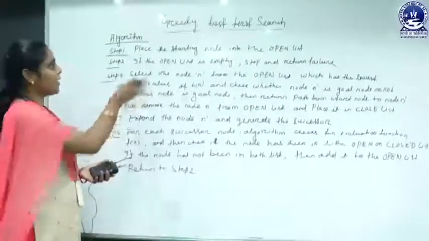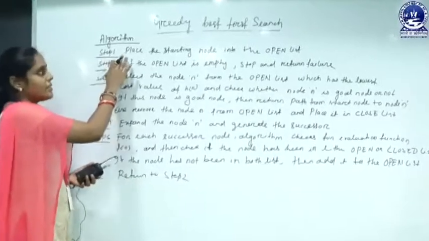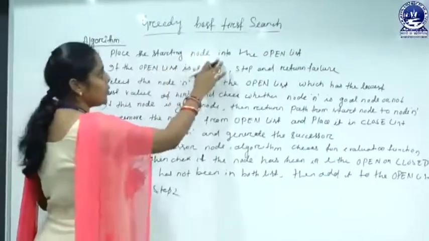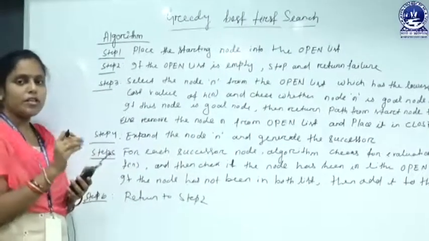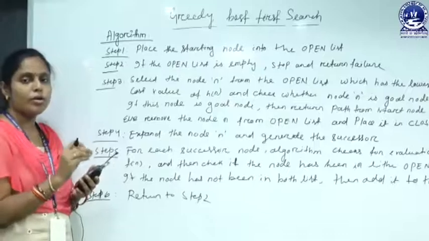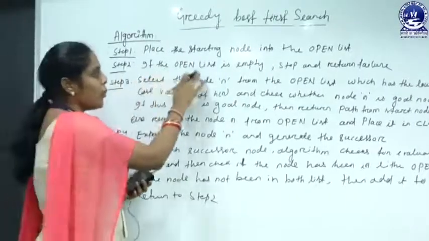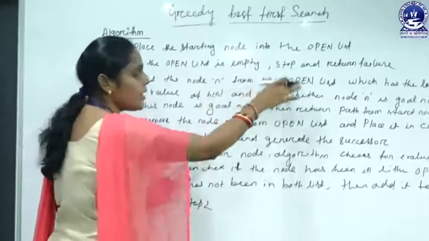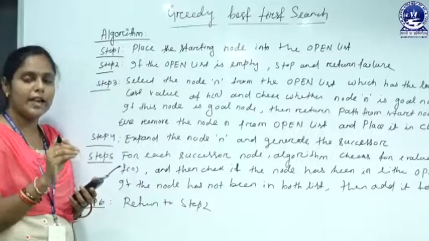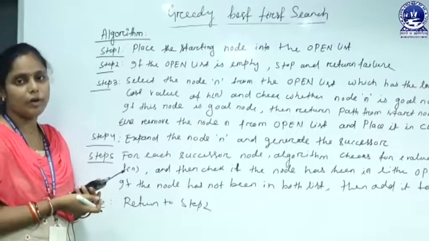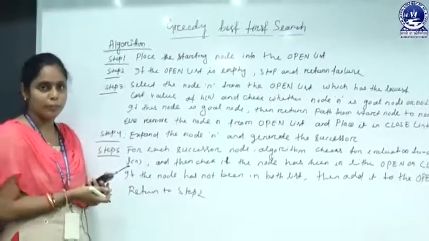Now, look at the greedy best first search algorithm. In this algorithm, step 1 says to place the starting node into the open list. That means our open list contains the starting node or root node of our search tree. Then step 2 says that if the open list is empty, then stop and return failure, which means that if our open list is empty, there is no search tree left to search. In this case, we stop the algorithm and return failure.